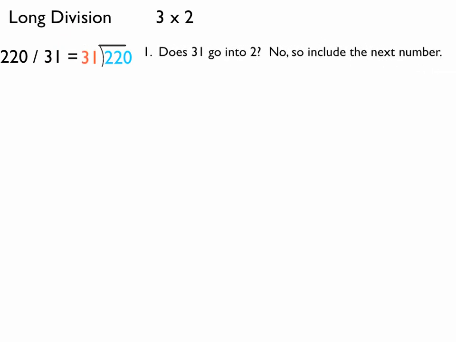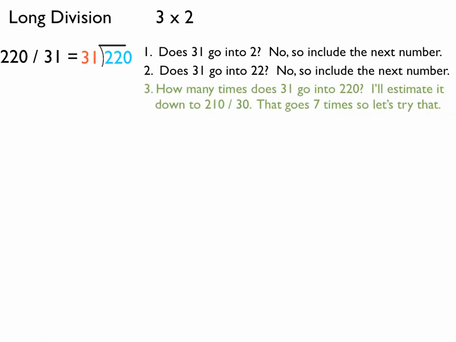Let's try one more. 220 divided by 31. Well, 220 underneath, 31 on the outside. So does 31 go into 2? No. So now we need to include the next number. Does 31 go into 22? No, it does not. So we need to include the next number, which makes the whole thing 220.